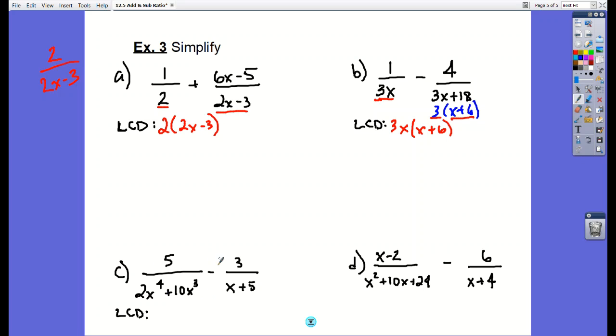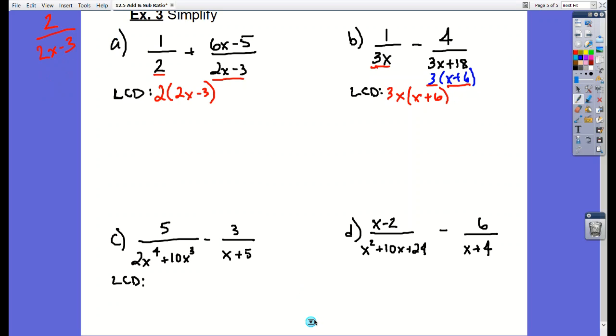All right, down here, part C, we need a factor first. So we factor the left denominator, Wilson. 2x cubed times x plus 5. Awesome. So now when we write our least common denominator, I would just work left to right. You list the different factors and then see if we have to add any more. So we have a 2x cubed.